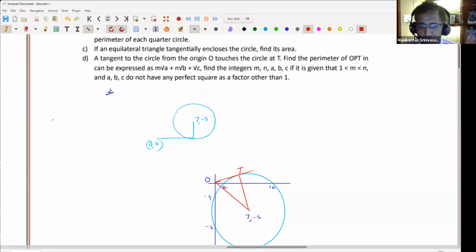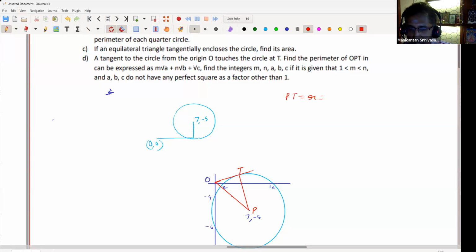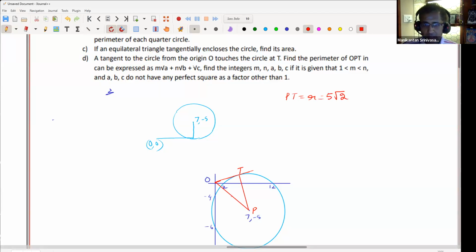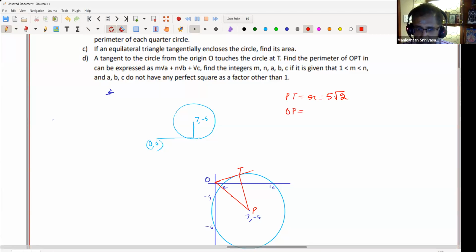So to find the perimeter of OPT, we need three things, right? We need OP, we need PT, and we need OT itself. PT we know. PT is the radius, which we found out in one of the previous parts, 5√2. So PT was 5√2. And OT is yet to be found out. OP we can find out, right? We know the coordinates of this is 0, 0. By distance formula, we can find OP, right?